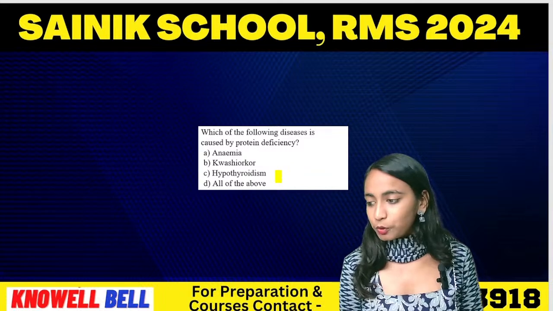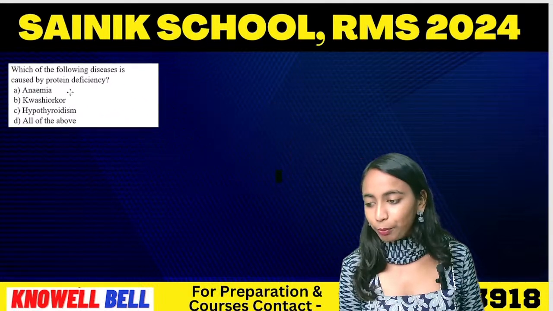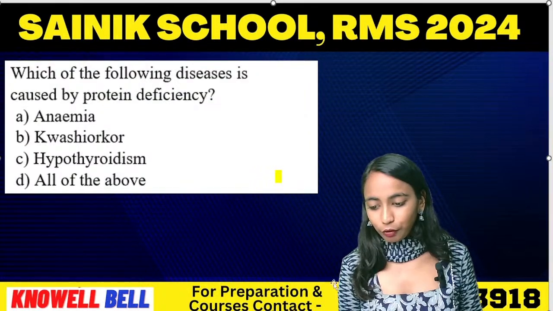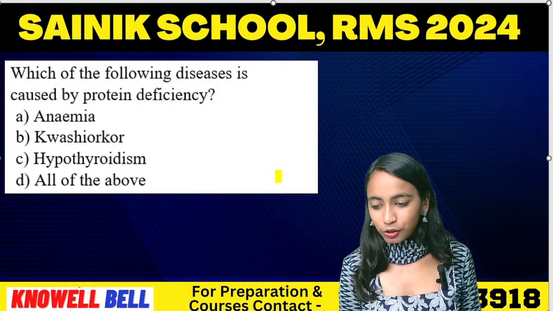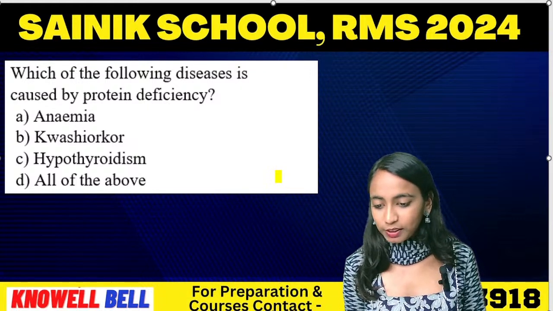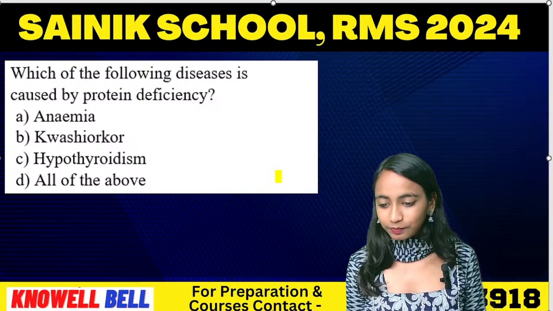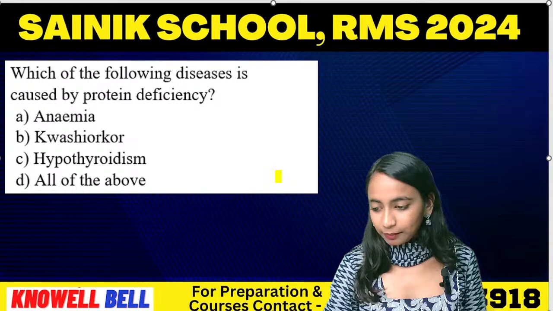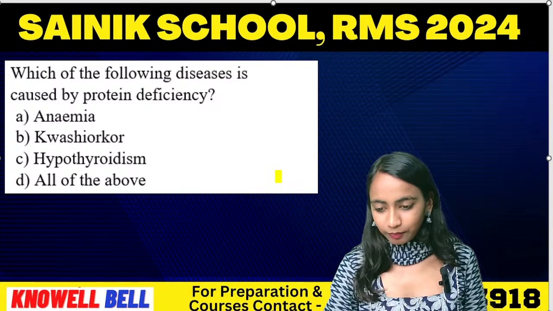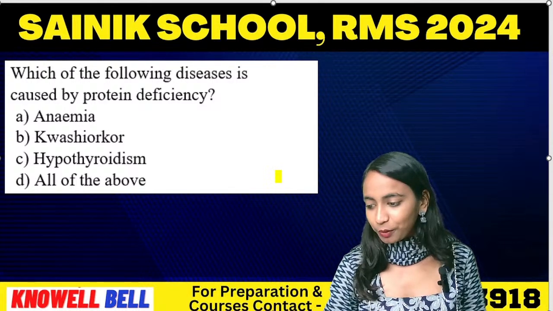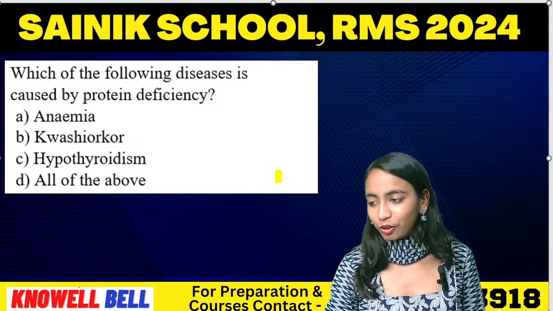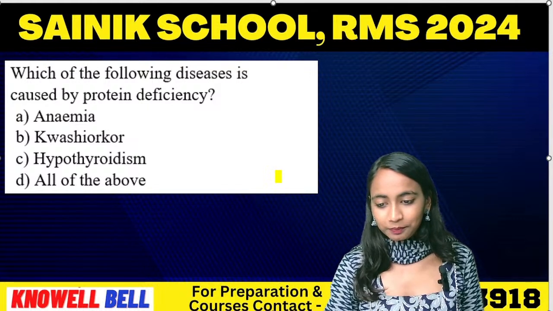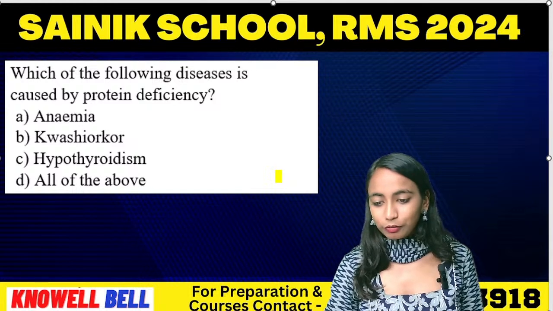Okay, next one: which of the following is caused due to protein deficiency? Protein deficiency इनमें से कौन सी disease है? Protein deficiency you have to keep in mind. So C will not be the answer. C, hypothyroidism, is not a protein deficiency. Eleven of you answered correctly here.